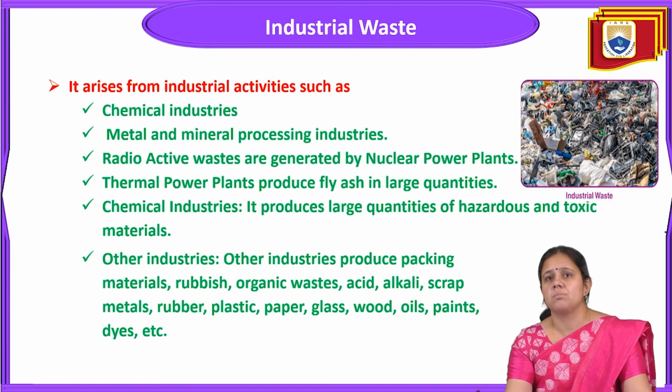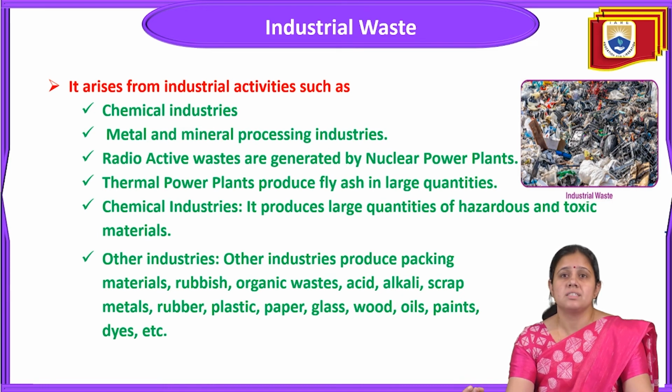Next, we are going to discuss industrial waste. Industrial waste is the waste generated by industrial activity, like chemical industry and metal and mineral processing industries. Radioactive waste is generated by nuclear power plants. Thermal power plants produce fly ash. Chemical industries produce large quantities of hazardous and toxic material. Other industries produce packing material, rubbish, organic waste, acid, alkali, scrap metals, rubber, plastic, paper, glass, wood, oil, paints, and dyes. So this is the waste generated by industrial activity. It is called industrial waste.